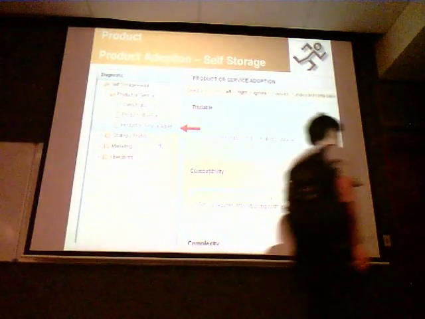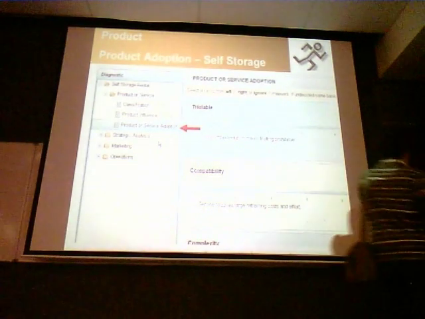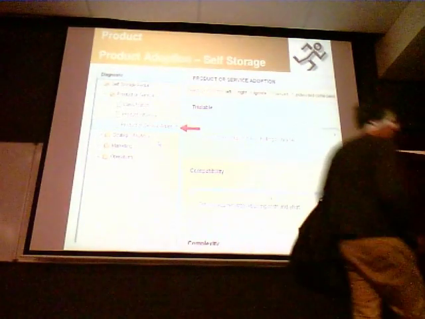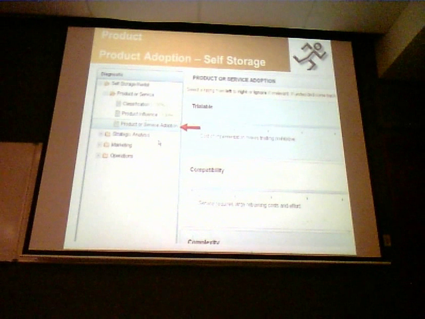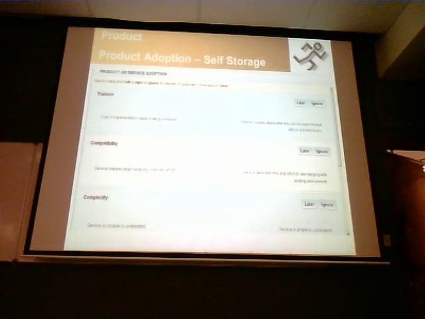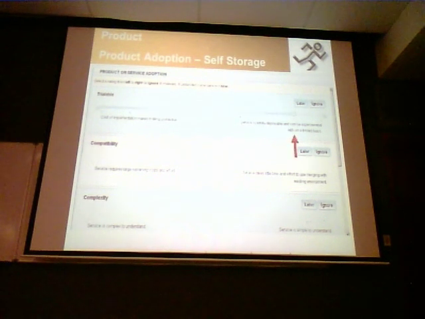Your machine's okay? Yep. If you select, again, that green storage thing, the diagnostic and then service adoption, product service adoption in the tree, is it easy to trial self-storage or is that quite difficult? Very easy. So just move the slider bar across there. Very easy to trial it.